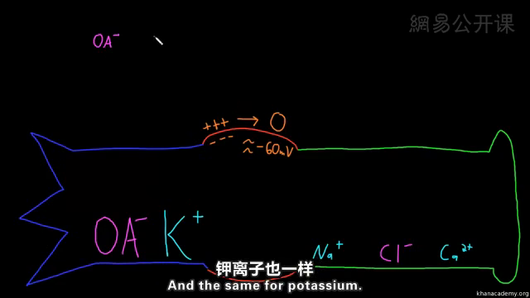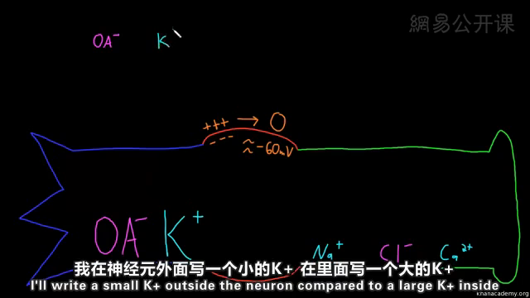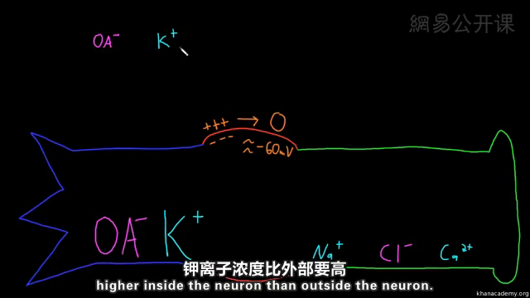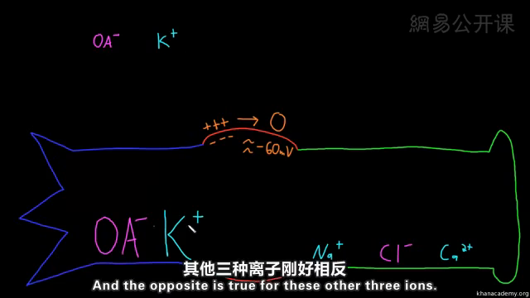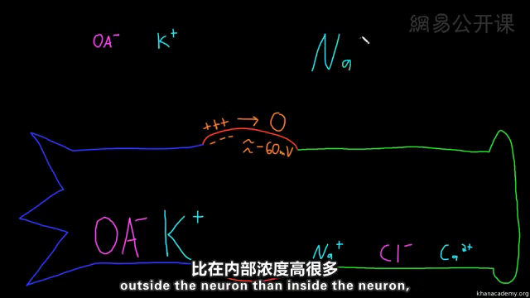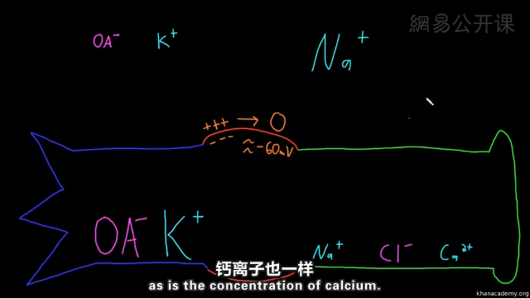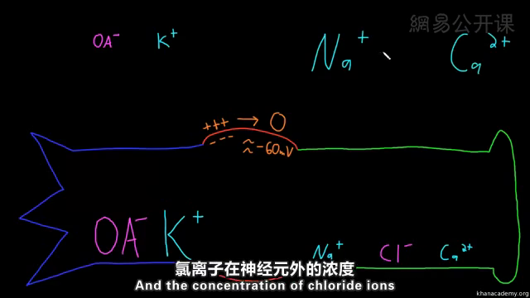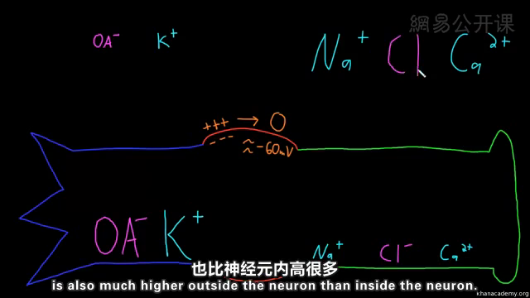And the same for potassium. I'll write a small K+ outside the neuron compared to a large K+ inside, because the concentration of potassium is higher inside the neuron than outside the neuron. And the opposite is true for these other 3 ions. So the concentration of sodium is much higher outside the neuron than inside the neuron, as is the concentration of calcium. There's much more calcium outside the neuron than inside, and the concentration of chloride ions is also much higher outside the neuron than inside the neuron.